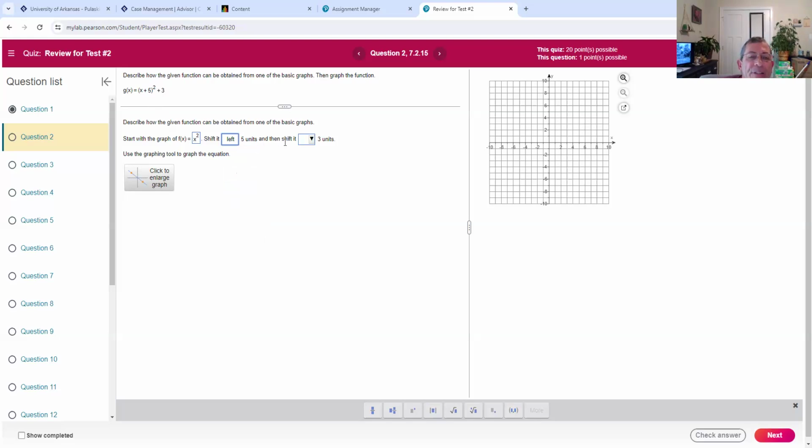And then it says shift it blank 3 units. So there's a 3 at the end and it's positive. So when we throw a positive number at the end, it's going to go, good job. It is definitely going to go up. So you just had to tell me what them 2 numbers were doing to that. Then we got to click to enlarge the graph so that we can actually graph this.